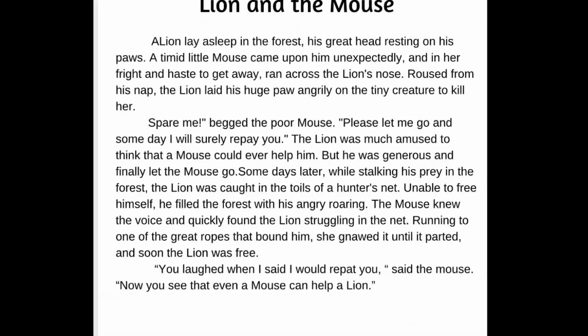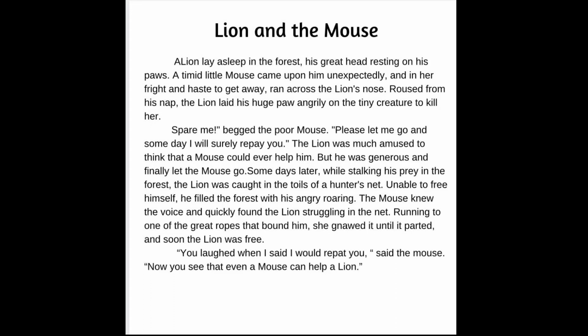Okay, I already finished my project to do the summary about the lion and the mouse. Now, let's check the summary. The summary already contains the orientation that tells about the characters and the place of the story. And then, the complication already tells about the conflicts that happen between the lion and the mouse. And then, the resolution already tells about the problem solving of the conflict that happened. Okay, the summary from the generic structures is already done. Okay, let's check the language features used in the summary.